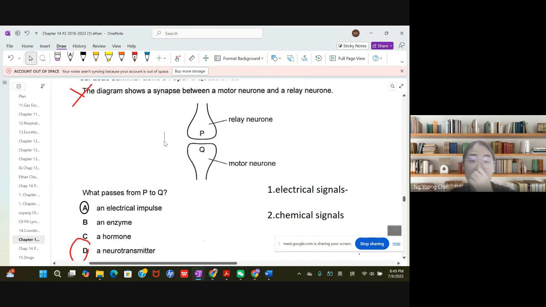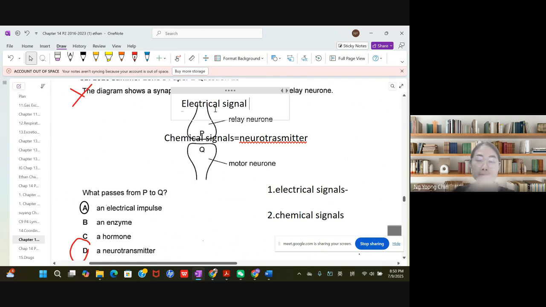So in this gap will be the chemical signal, the neurotransmitter. From this P there will be the electrical signal. Here, electrical signal. So P, which we call the presynaptic neuron, will transmit the impulse in the form of an electrical signal. When it reaches this ending, it will become this one.